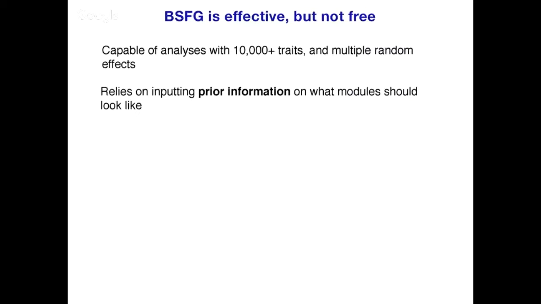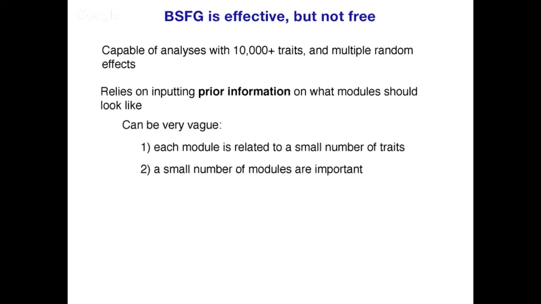The way that I'm able to do these analyses is that I'm inputting prior information on what I think these modules should look like. And this may sound kind of scary, like we're making things up, but it's really the same principle that genomic prediction is using today. You use prior information. However, this prior information really can be pretty vague. So in most cases, all I input is the idea or the expectation that each of these modules that it identifies should only involve a smallish number of traits. That's basically what we mean by a module. And then only a small number of these modules are really important. And that's all that it really needs.